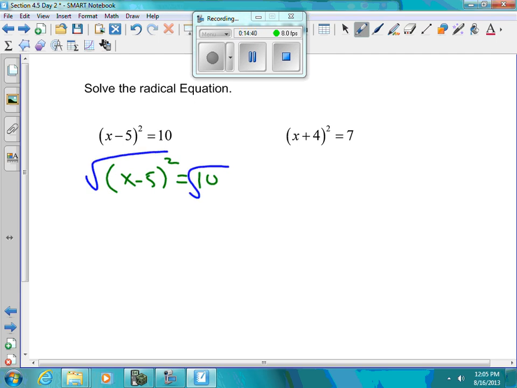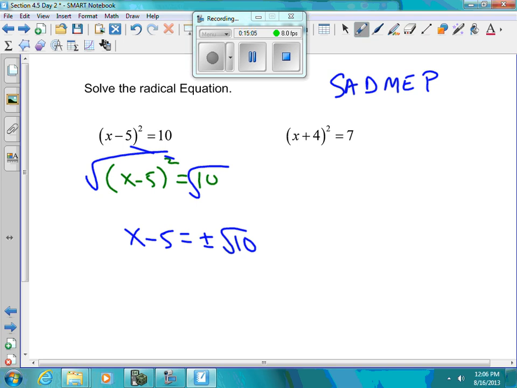You mean I can square root the entire parentheses? Yes, I can. Remember, reversing PEMDAS, we get SADMEP. Exponents are undone before parentheses. How do I undo squared? I square root, which means I have to then square root 10. These cancel each other out. I get x minus 5 equals plus or minus the square root of 10.